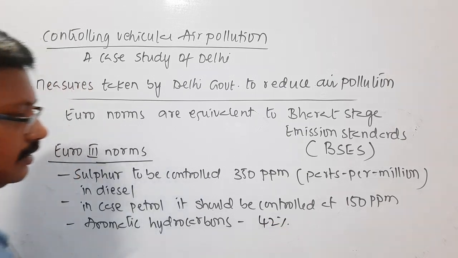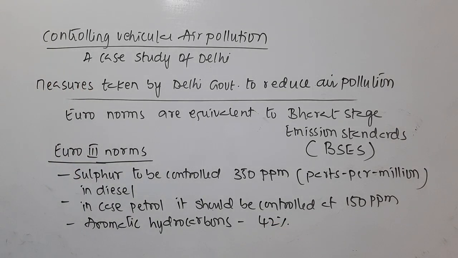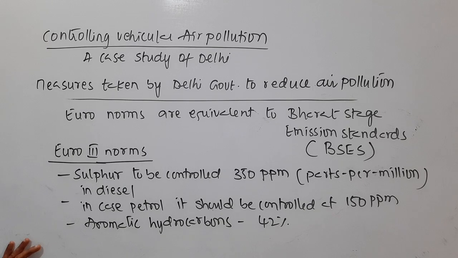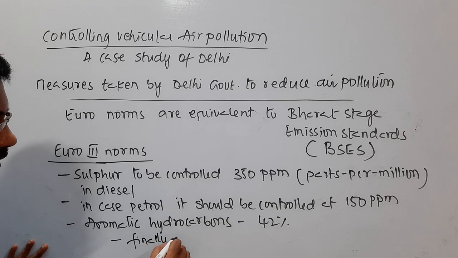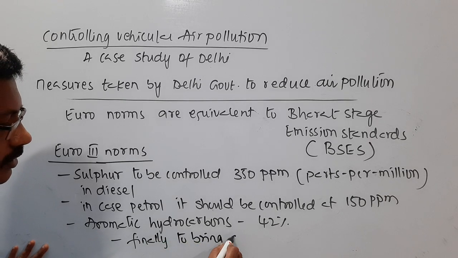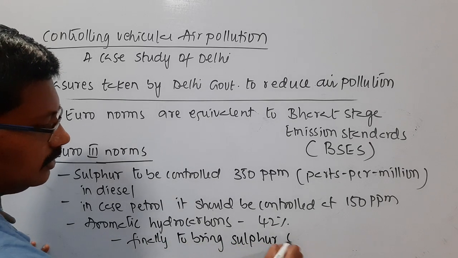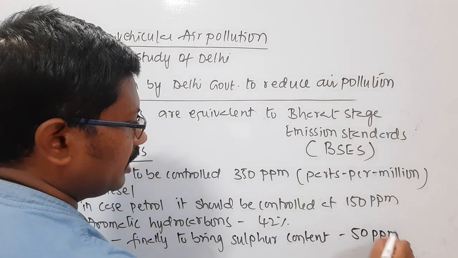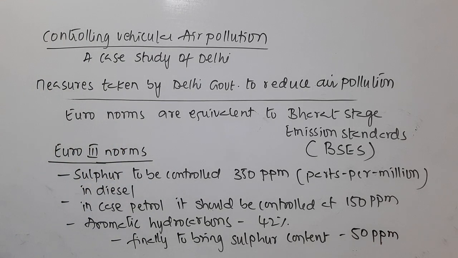So it should be at 42%. And stage by stage we like to reduce this sulfur content finally to 50 ppm, okay. So finally, to bring sulfur content to 50 ppm, and this actually helps in reducing the total level to 35%, right.